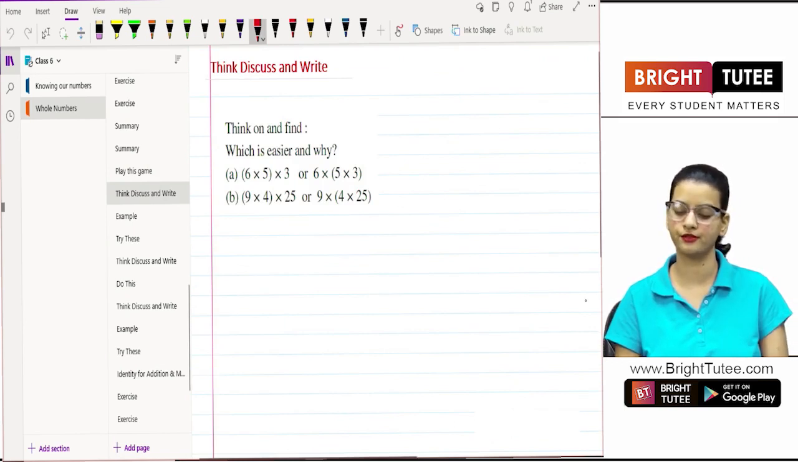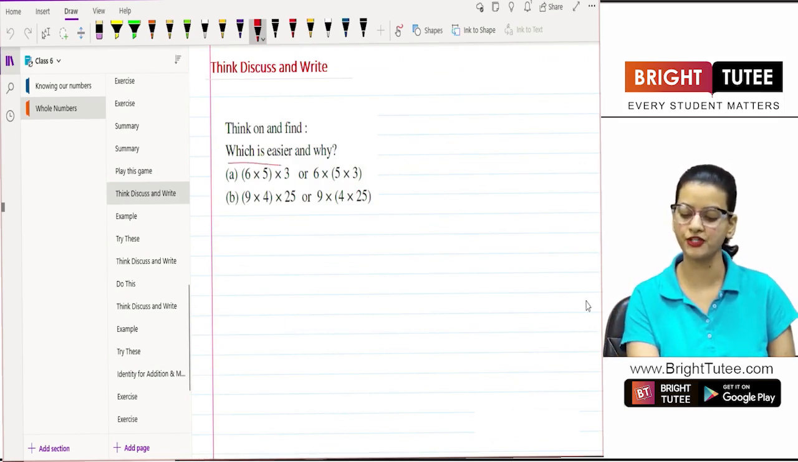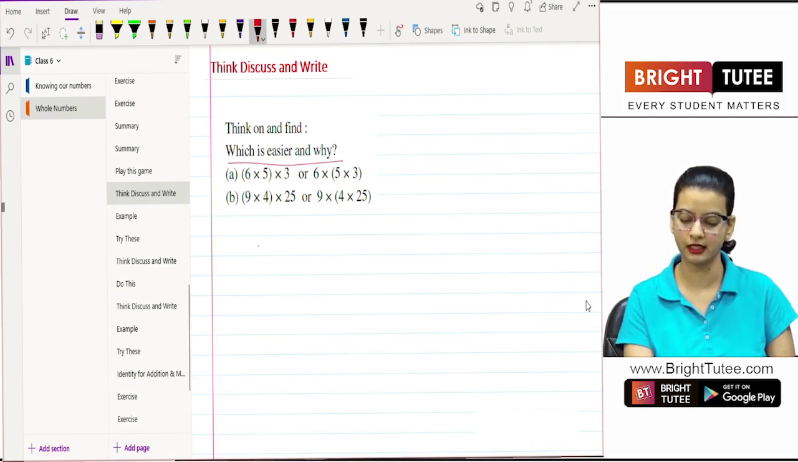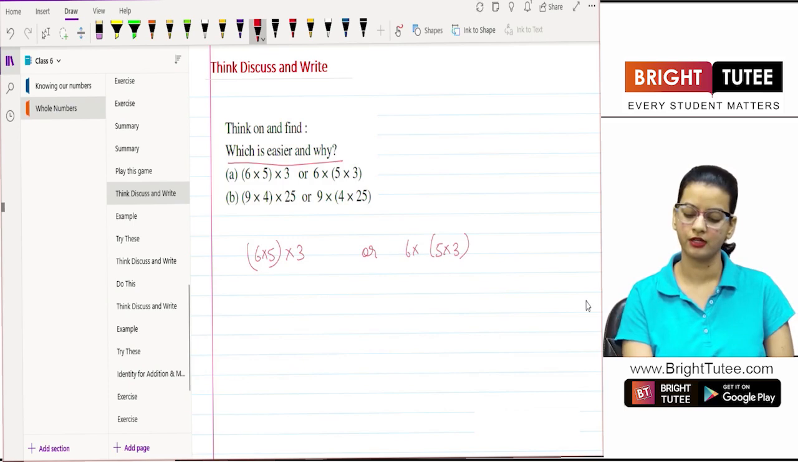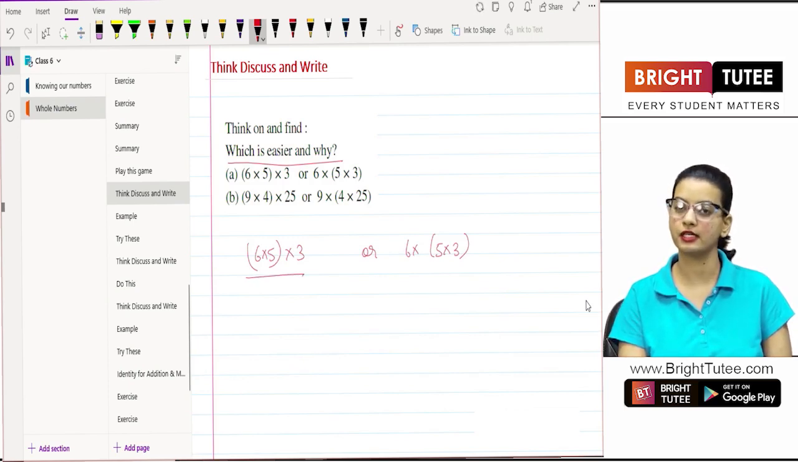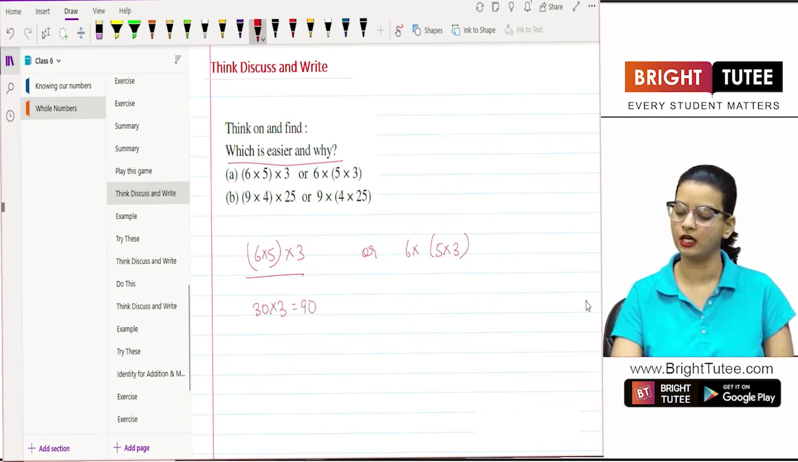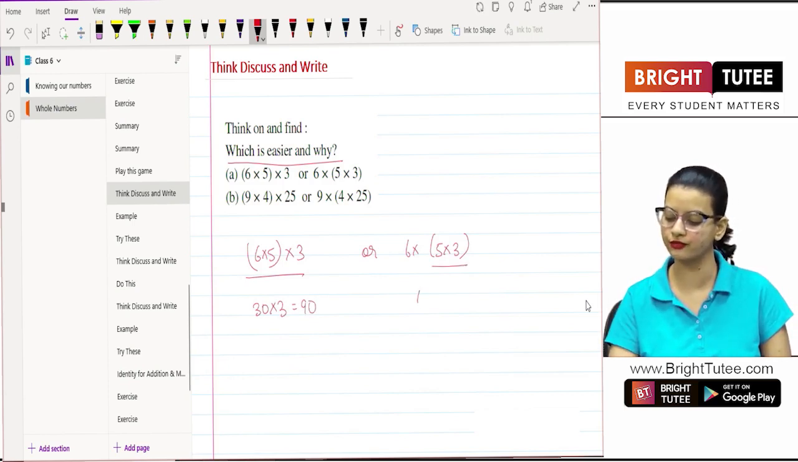Now, think, discuss and write. Think and find which is easier and why. So, let's see 6 into 5 into 3, first as (6 into 5) into 3. 6 into 5 is 30, and 30 into 3 is 90. Now, here 5 into 3 is 15 and 6 into 15 is again 90.